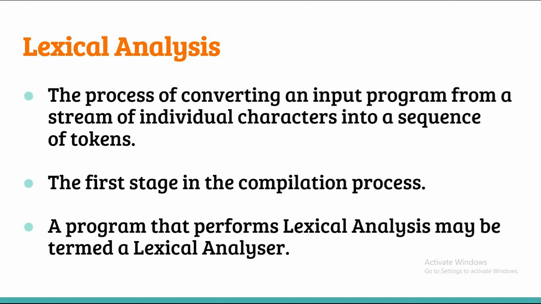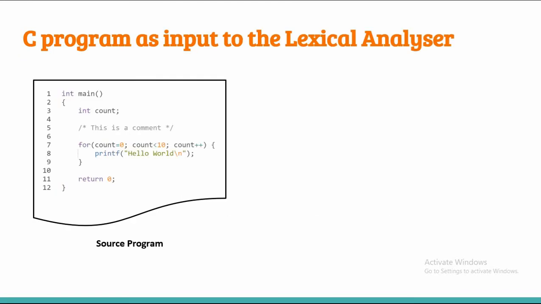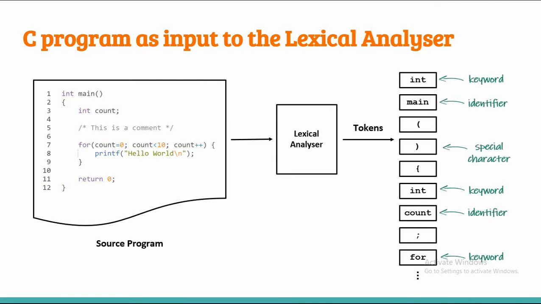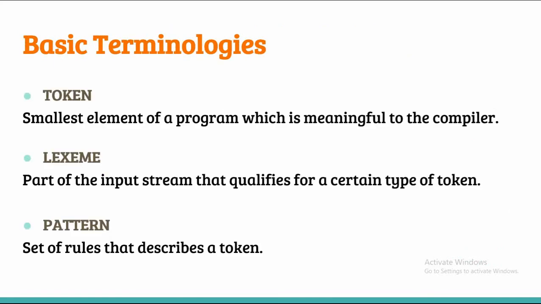So if we have the source program, the lexical analyzer would look at this input file and categorize this source program into various types of tokens. Specifically in C, these token types can be things like keywords, identifiers, operators, and so on. These are some of the basic terminologies that you come across when you talk about lexical analysis.